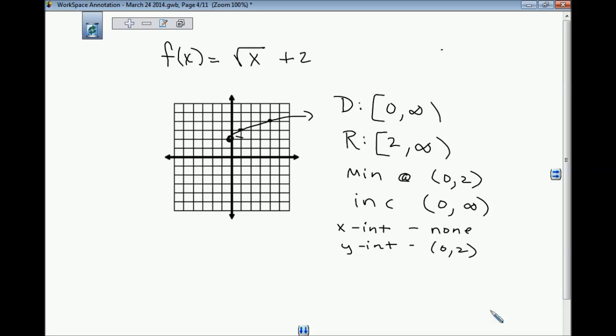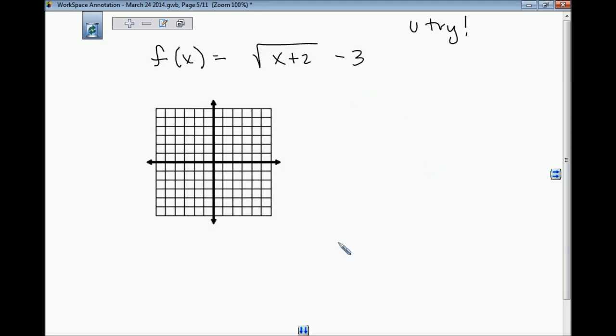Actually, when we plug in 0, we get something that will never work. We get -2 equals the square root of x. That's not possible. This one doesn't have any. When we plug in 0 here, we get the square root of x equals -2, and we can't do that. Not possible. All right. You try this one. Do a quick sketch and give the characteristics.